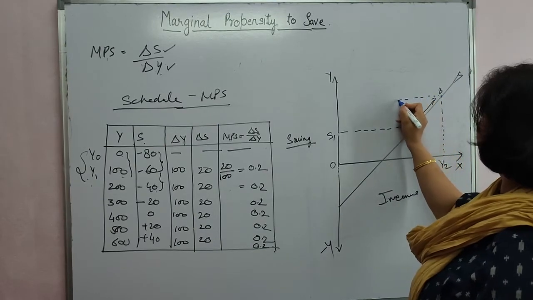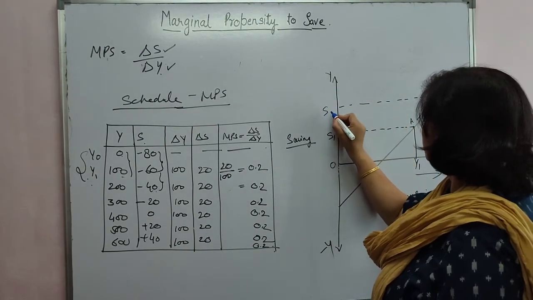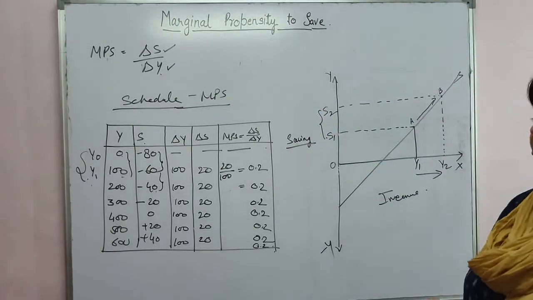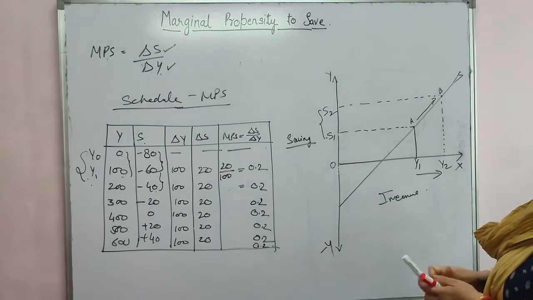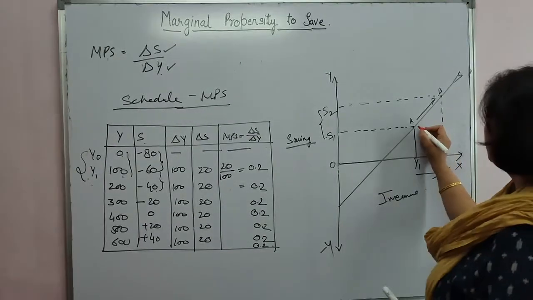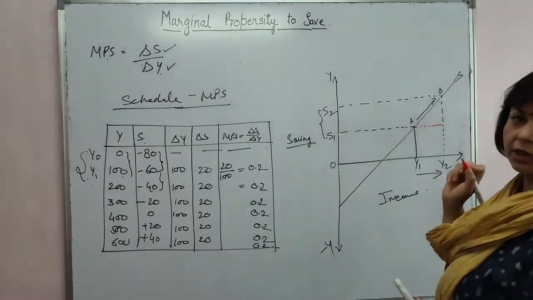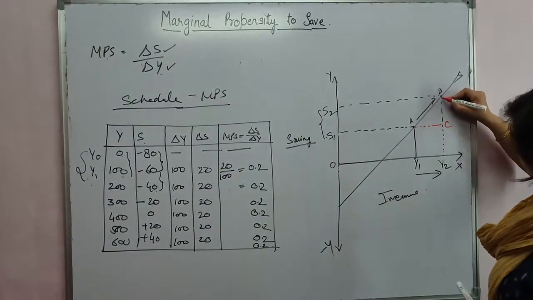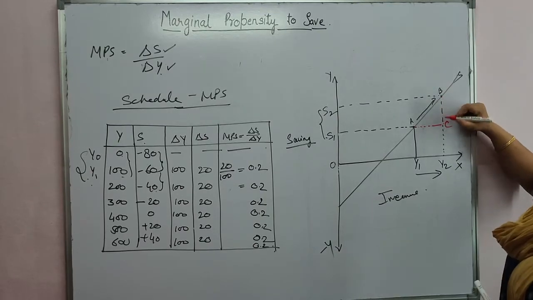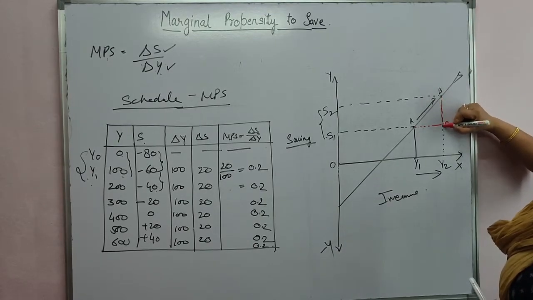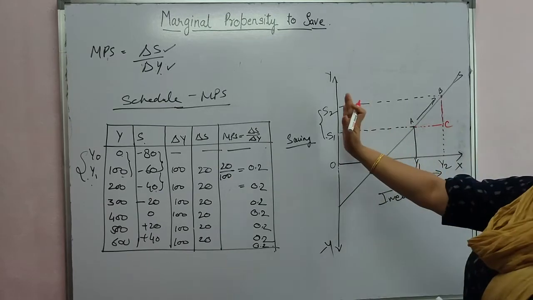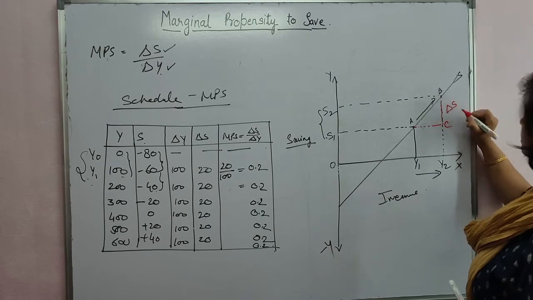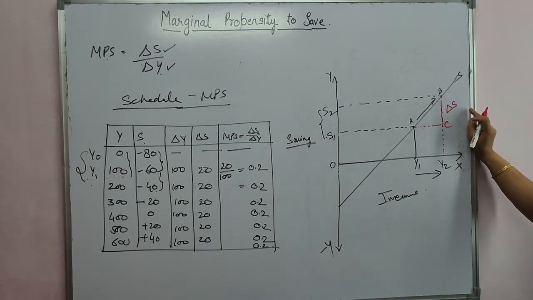Now we will see S2. So S1, S2 is the change in saving. Now if we have to calculate the value of marginal propensity to save, we will draw a line here and name it as C. Now this line from B to C is parallel to the y-axis. That is why it reflects delta S. That means it shows change in saving.